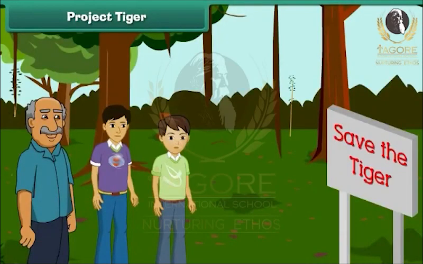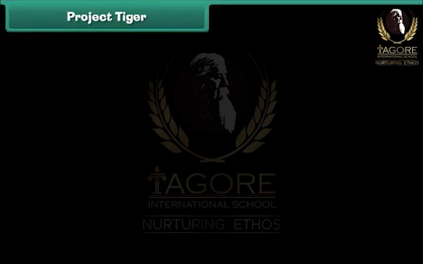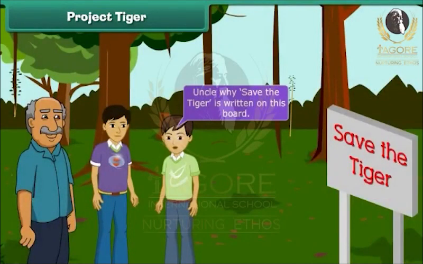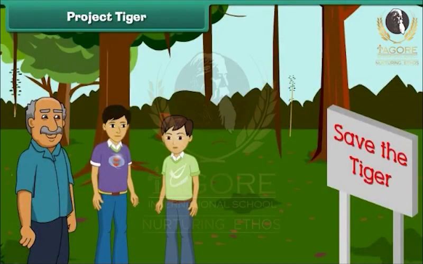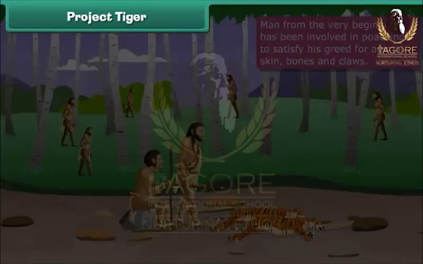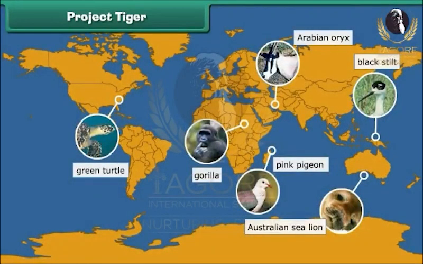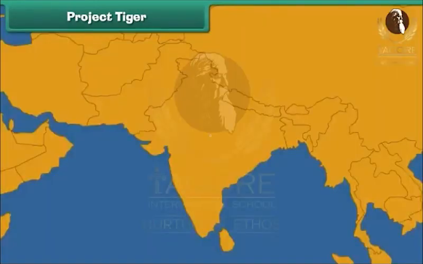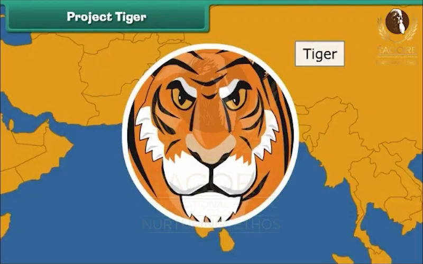Project Tiger. Suddenly, Ram saw a board written, "Save the Tiger." He asks his uncle why "Save the Tiger" is written on this board. His uncle replied that man from the very beginning has been involved in poaching to satisfy his greed for animal skin, bones and claws. He did not care for its effect on the diversity of the world. As a result, we have already made some species fade away from Earth forever. Indian tiger is also one of them.